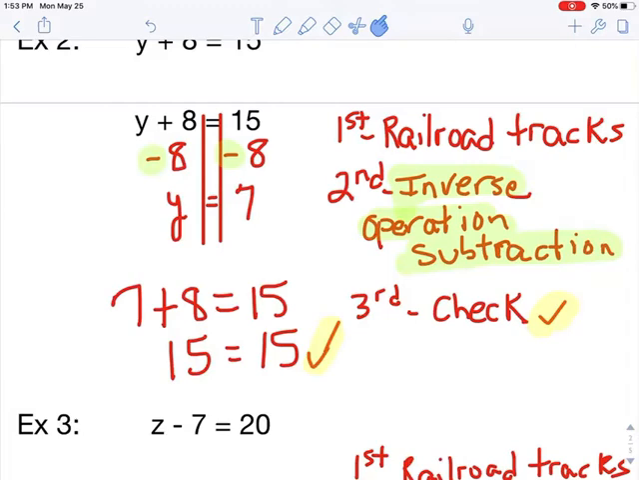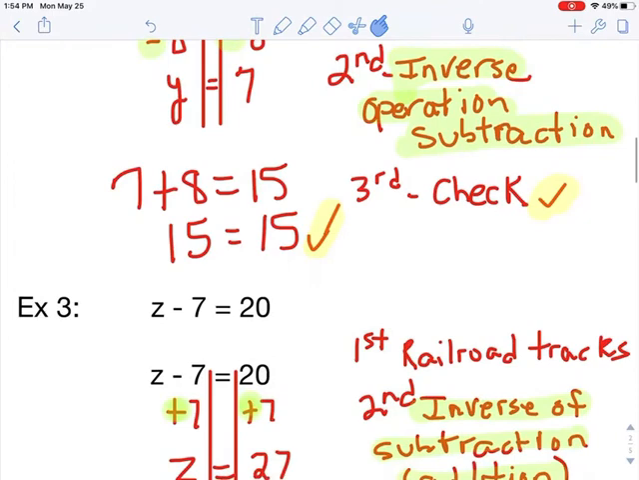Students, remember this. This is a key concept. If you don't do it, then the equation will be unbalanced, just like a train. If you have one side heavier than another, you're going to have a train wreck. So then I find that y equals 7. And I'm almost done. I implement 7 for y. 7 plus 8 equals 15. 15 equals 15. Check. I'm done.